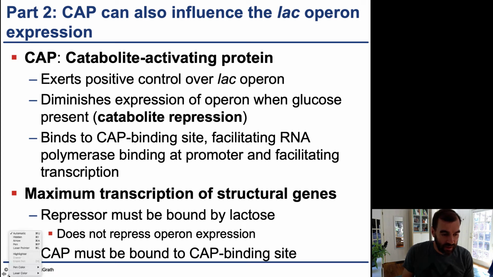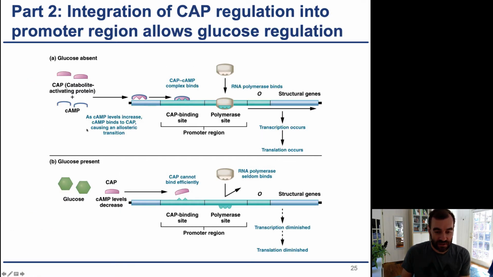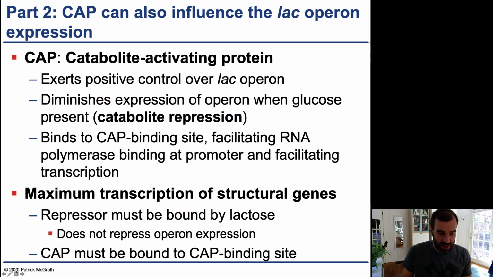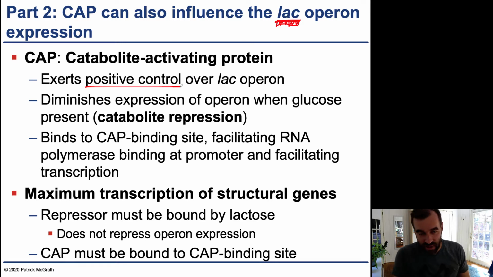All right, so the second part of the class is going to be on the CAP system. This is also known as CRP. This is a protein that provides additional regulation of a large number of genes, but importantly for this class and for this chapter, it regulates the lac operon as well. CAP is an acronym for catabolite activating protein, and so now we're going to see positive control, an example of positive control.